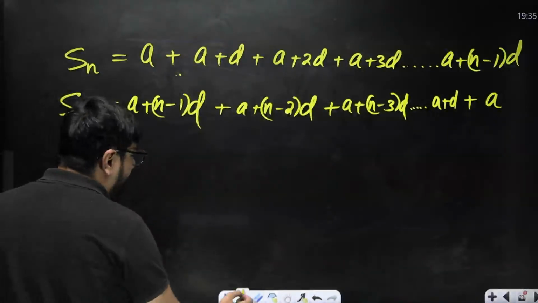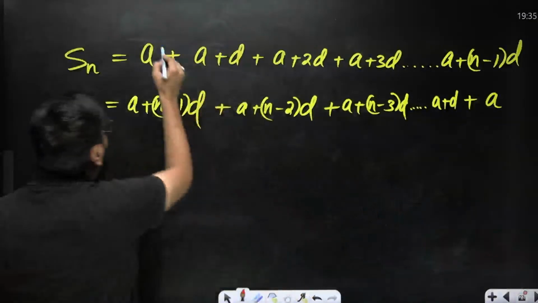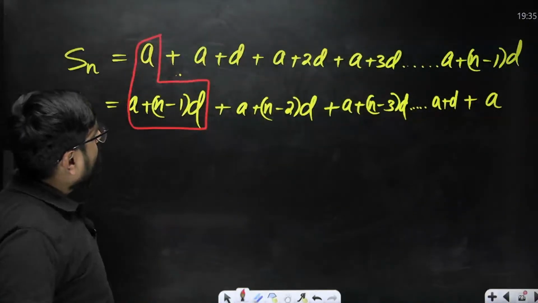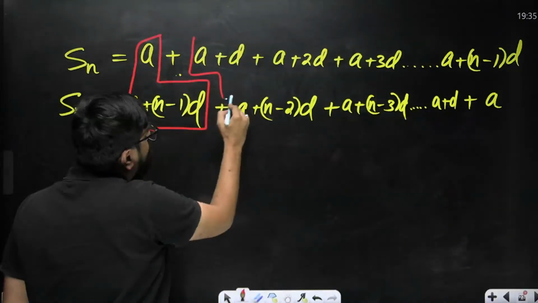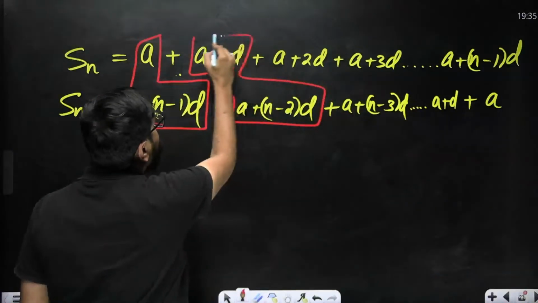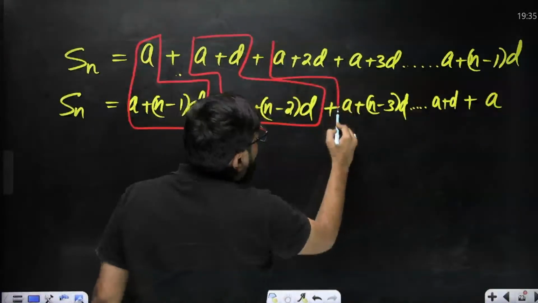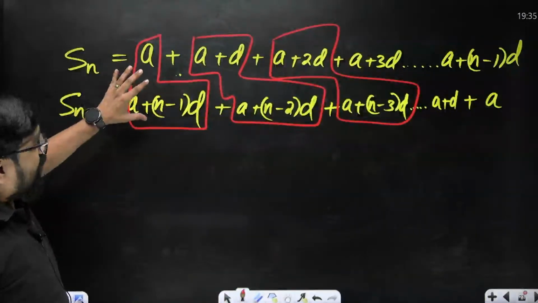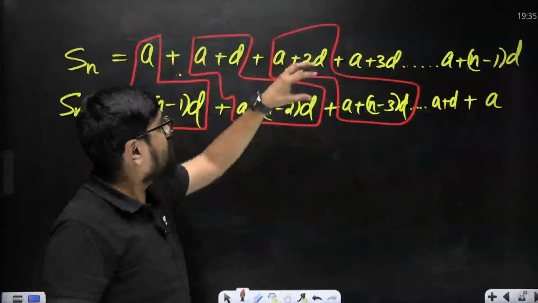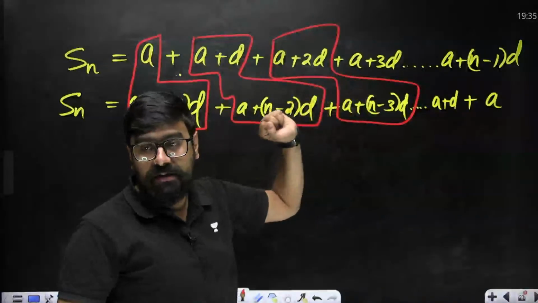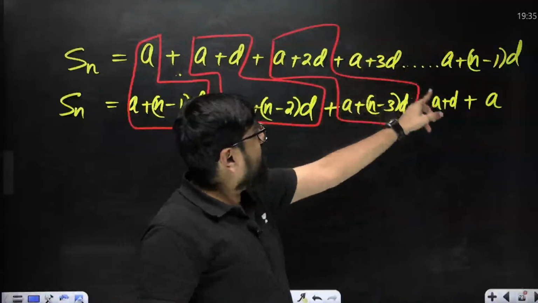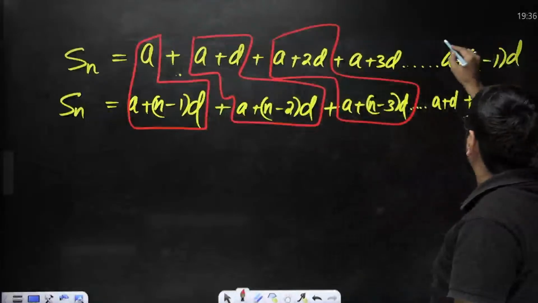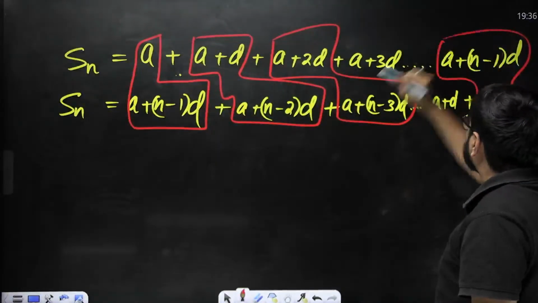Now what am I going to do? Now I observe that there is something good over here. There is something I can use if I club these terms. Look at this. I'm adding the first term with the last term, the second term with the second last term, the third term with the third last term, and the fourth term with the fourth last term.